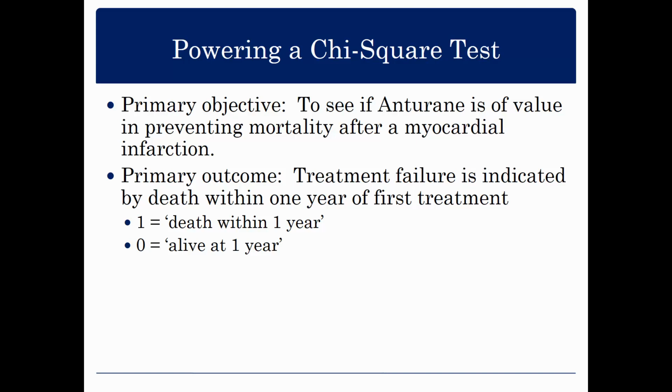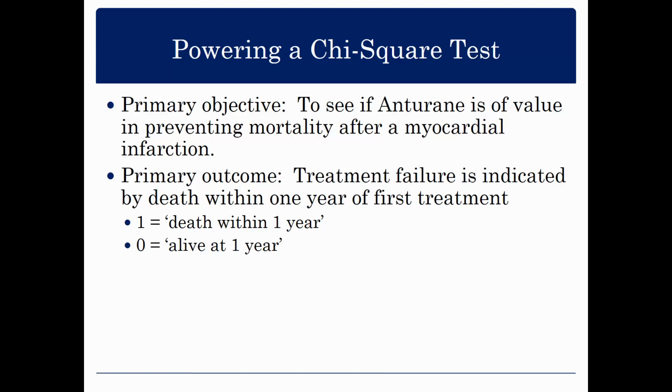So the primary objective in this study is to see if the treatment is of value in preventing mortality after MI. The primary outcome, the measurement that we're taking on each subject, is treatment failure, which is indicated by death within 1 year of their first treatment. And so the way that this is going to be coded in the data is if they have the event, in this case death within 1 year, we're going to code them as a 1, which is like a yes. And if they are still alive or surviving at 1 year, they're going to have a 0, which means that they did not have the event.